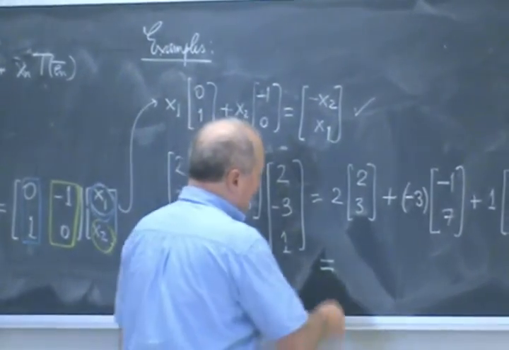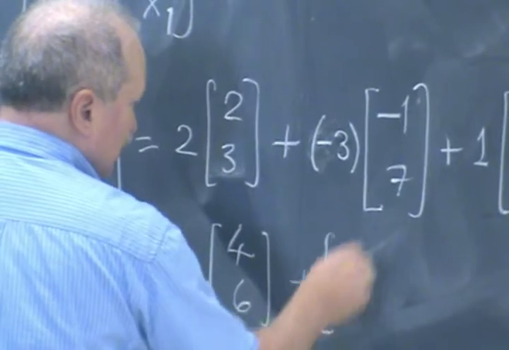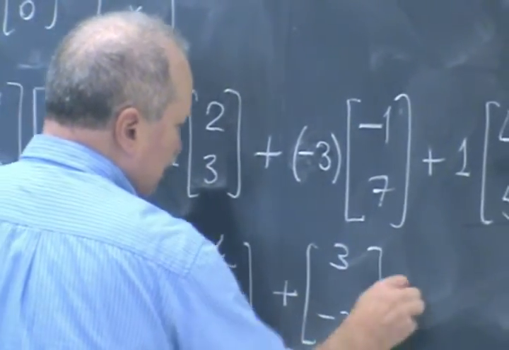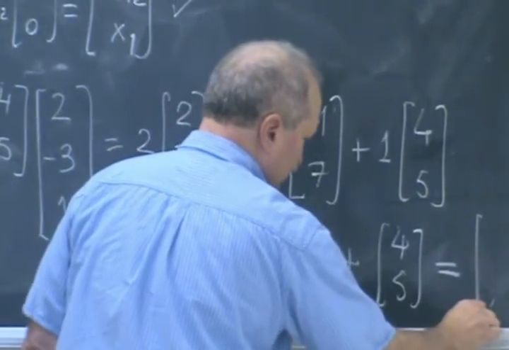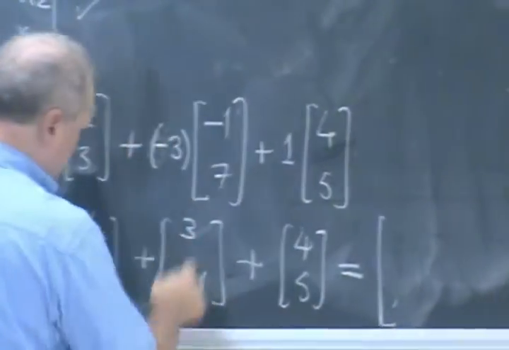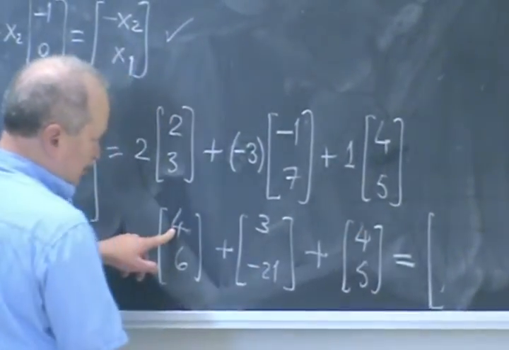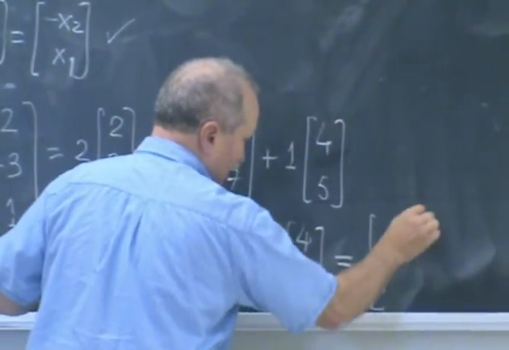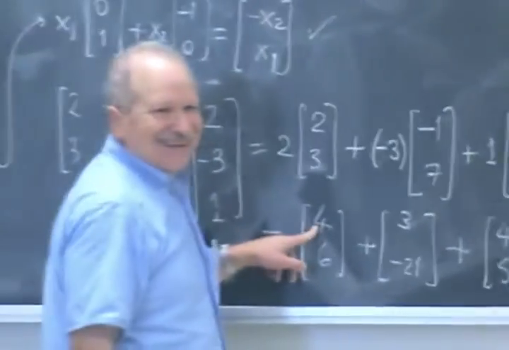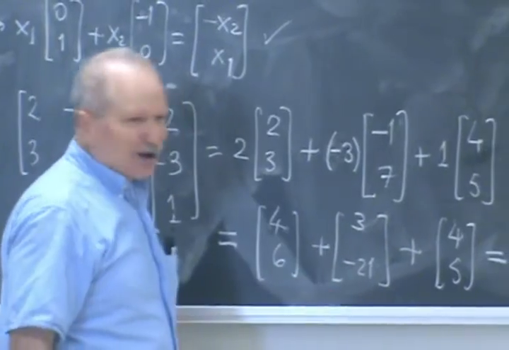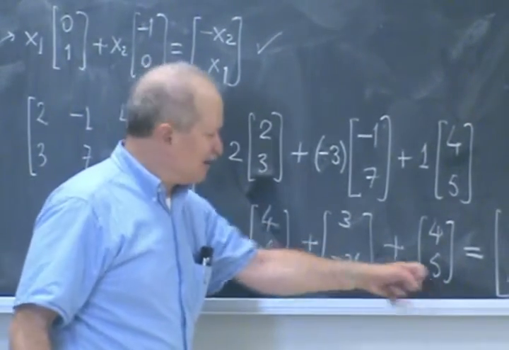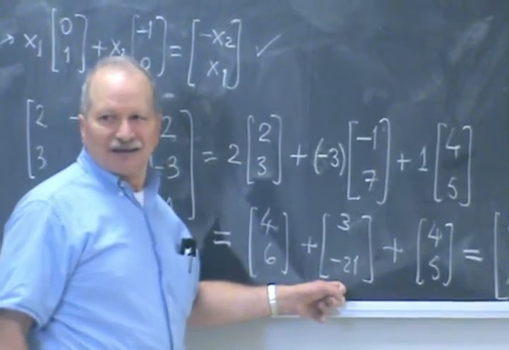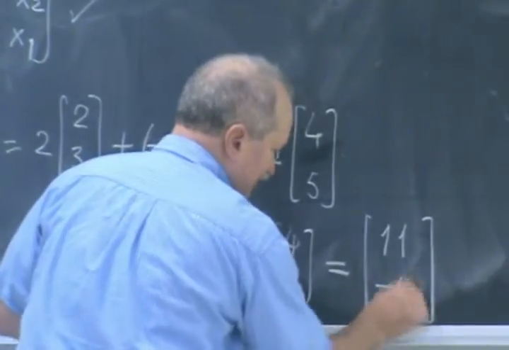So, what have I got? I've got 4, 6 plus 3, negative 21 plus 4, 5. What does that equal? 4 plus 3 plus 4. This is the hard part. 6, oh no, negative numbers. 6 plus 5 is 11, minus 21, negative 10.